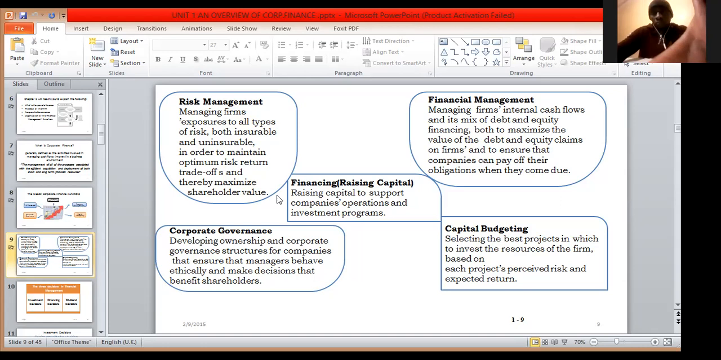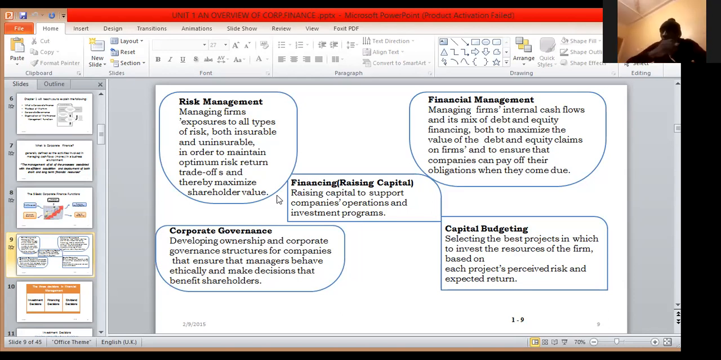Corporate governance. Corporate governance is a very serious aspect in the management of corporate entities. The way an entity is governed and controlled has an impact on its prosperity, on its success. So you must have a policy that will promote good corporate governance principles.